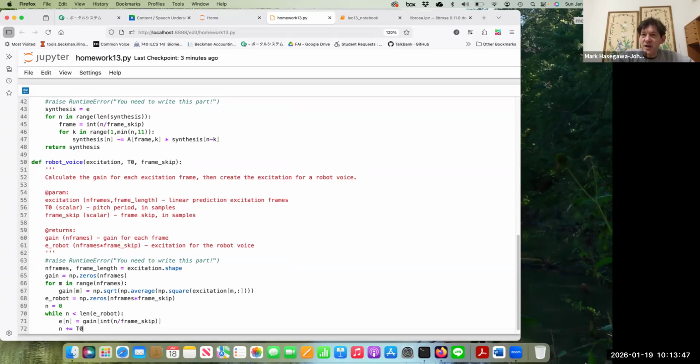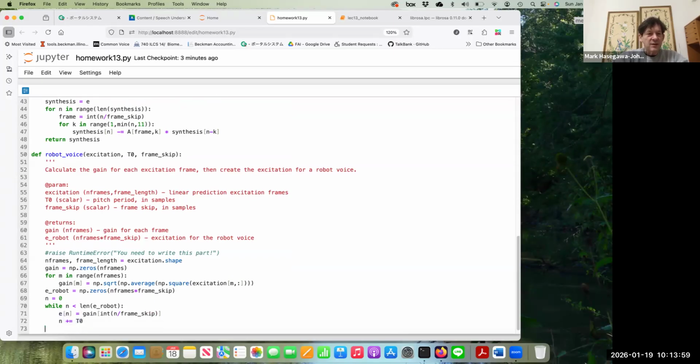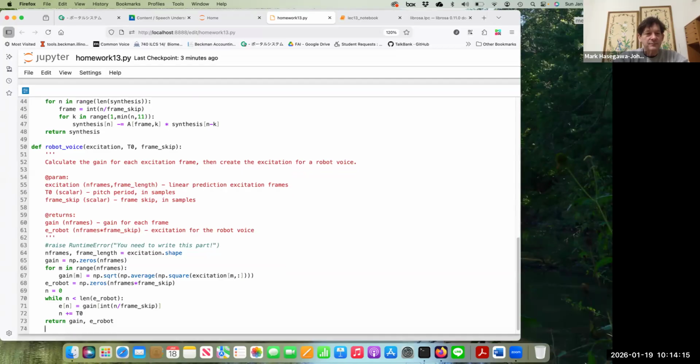The pitch period actually is not varying as a function of time now, it's just an integer. But this way, I'm only going to set E of n to something non-zero if n is a multiple of t naught. Right? You could do it the same way that I did in the assignment in the Jupyter Notebook. You could set E of n equal to an impulse train and then scale it. But here, this is another way to do it. Now I want to just return the gain and the robot excitation.